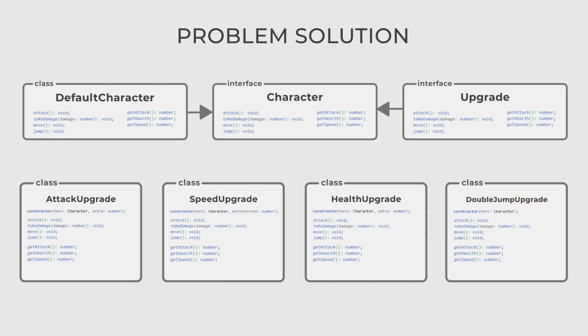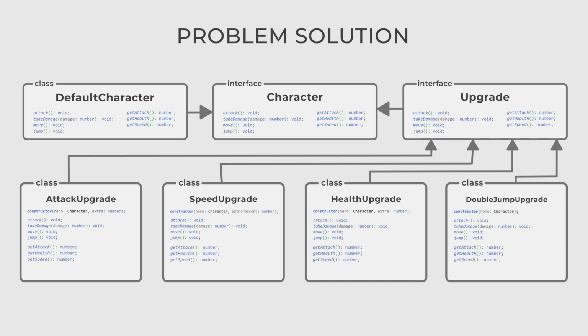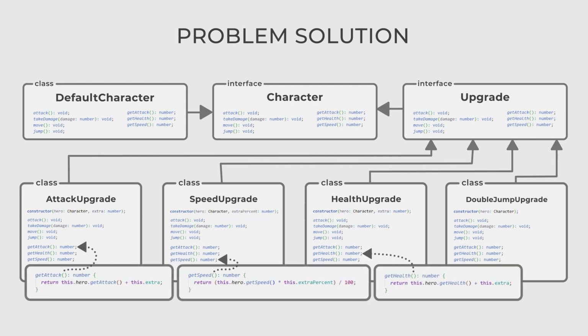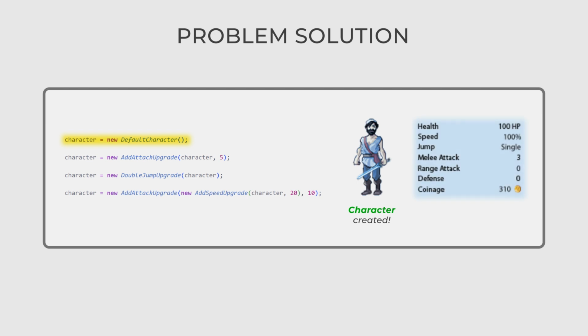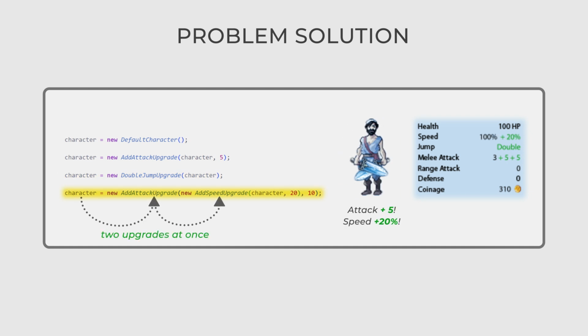Each of these classes must implement all methods from upgrade, accept character in the constructor, and add their specific logic to the implementation. When upgrading a character in the code, you can wrap the current character and work on the new object as before, since the upgraded character is still a character.